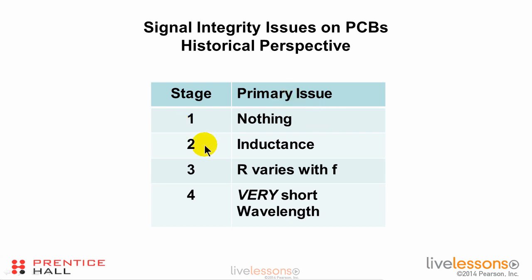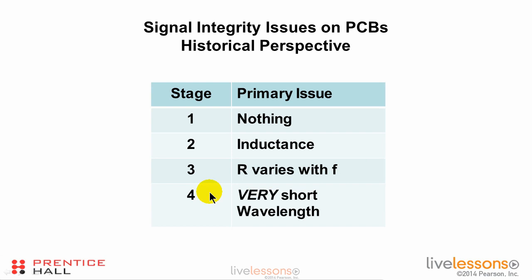In the second stage, we began to run into problems from inductance that occurred on the board, both in the traces and in vias. And this began to cause some signal integrity issues. In the third stage, we began to run into problems where resistance began to vary with frequency. This comes about through things like the skin effect and dielectric losses that look like resistance is varying with frequency. That's not exactly true, as we will discuss, but it looks like it. And this raises a different kind of set of problems for signal integrity.